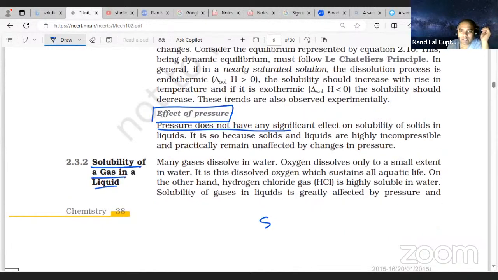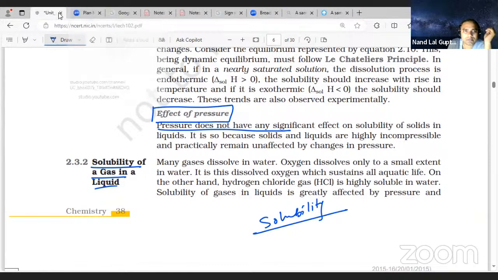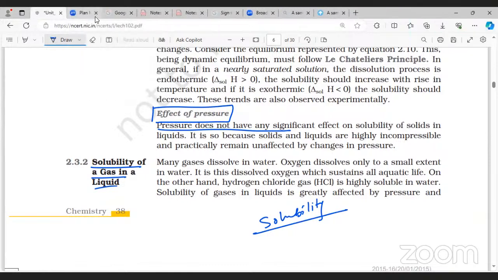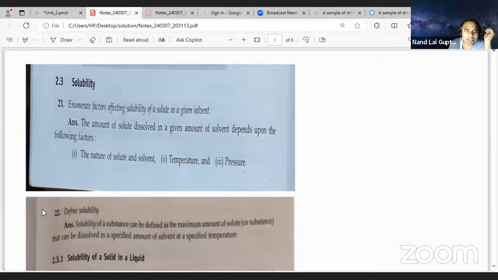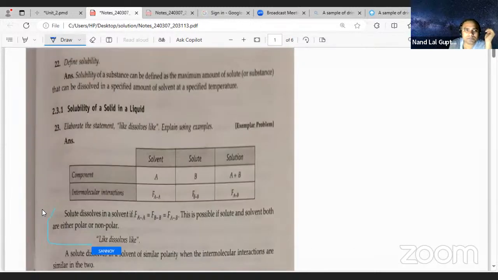How will you define the solubility? First term is very important. Can you tell me? The solubility is the maximum amount of solute that can be dissolved in a specific amount of solvent at a specific temperature. Here they say the amount of solute dissolved in a given amount of solvent depends upon the following factors. This is not the correct one. Here you see solubility. What you are saying is absolutely correct.